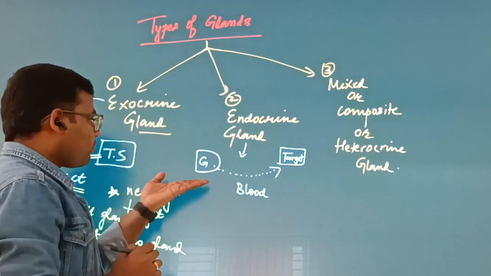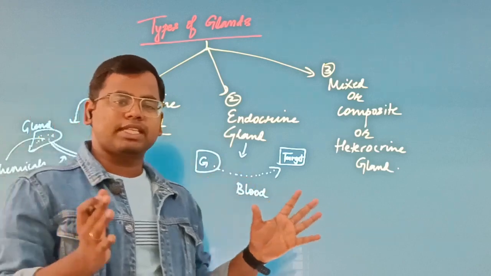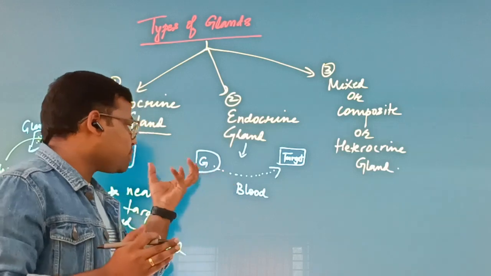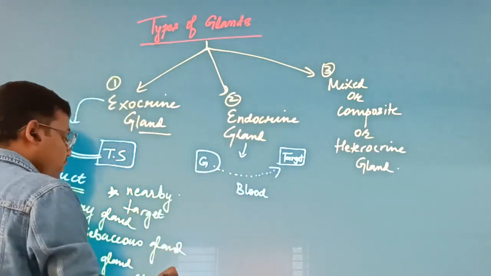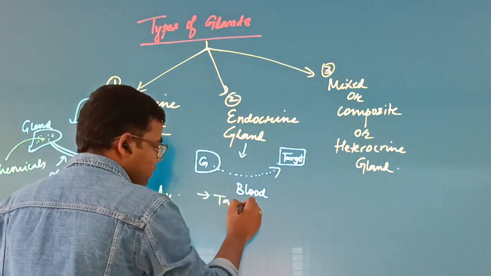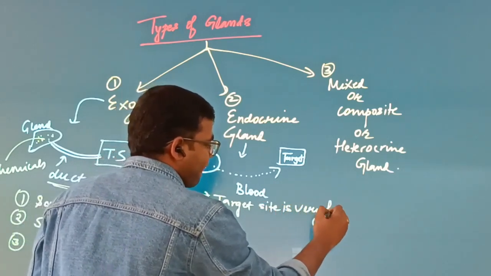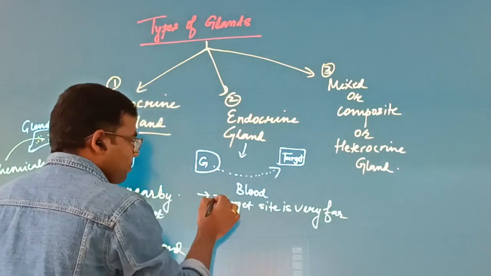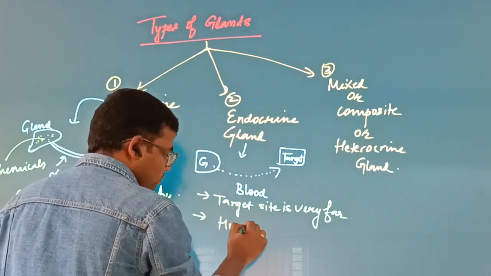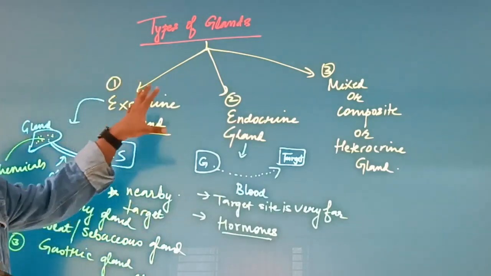Okay, so remember, generally for these glands, their target site is very far, because in our body the bloodstream is there. Blood can easily carry these chemicals, which are released by these glands, to the target site. So remember, the target site is very far. And remember this: the secretions of endocrine glands are called hormones. There are so many examples of endocrine glands.